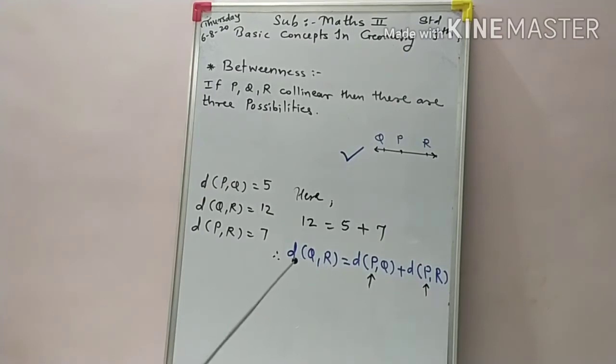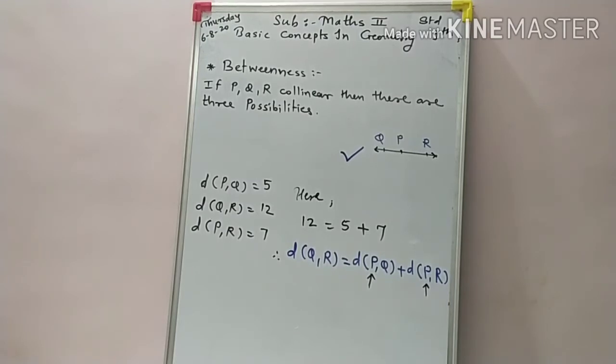Here on the left-hand side, distance QR means the longest distance. The missing point is P, means P lies in between Q and R. Or you can find it from the right-hand side also: the common point lies in between the other two. This way you have to solve this example for 1 or 2 marks.